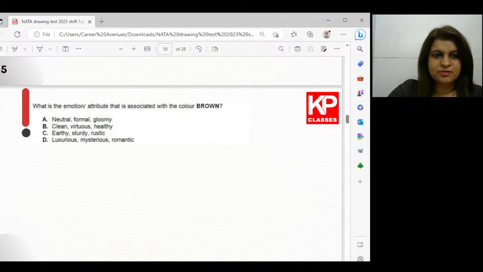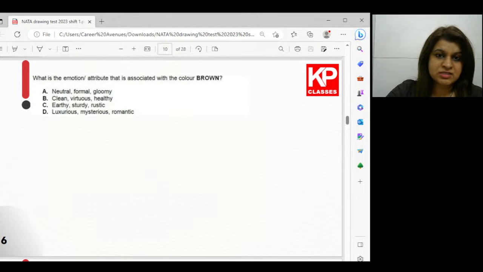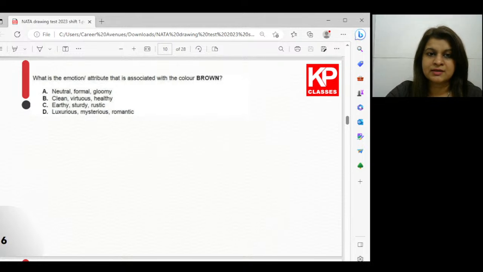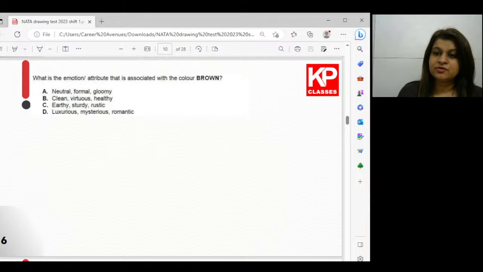Okay. So the next question, I think next question is very, very simple. It is about what is the emotion or attribute that is associated with the color brown. Now, a lot of times students come up with this particular doubt that how are we supposed to know what a particular color stands for. See, certain things are very universal, and if you have learned about color psychology, then you would know what a particular color stands for, right?